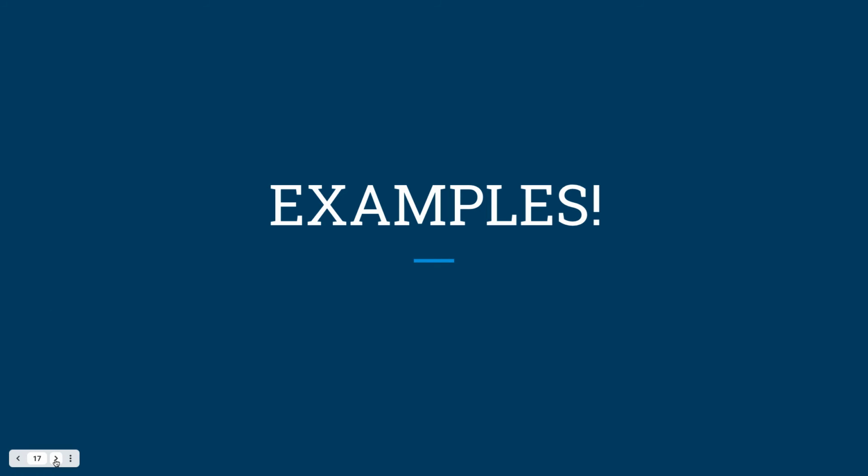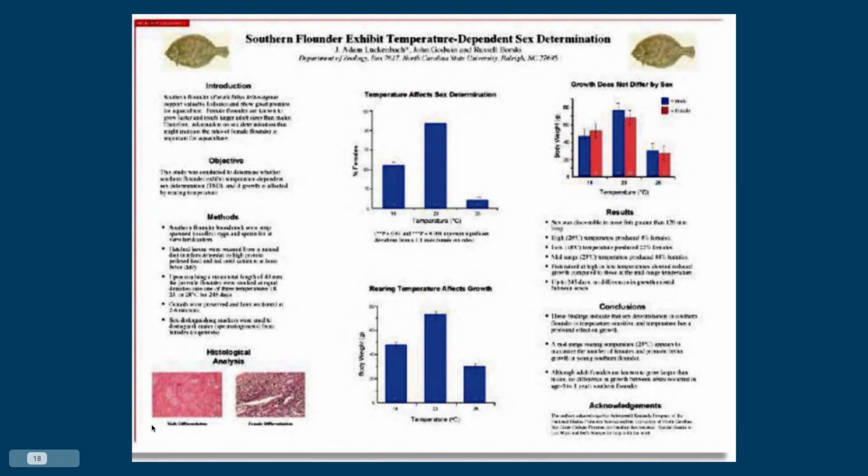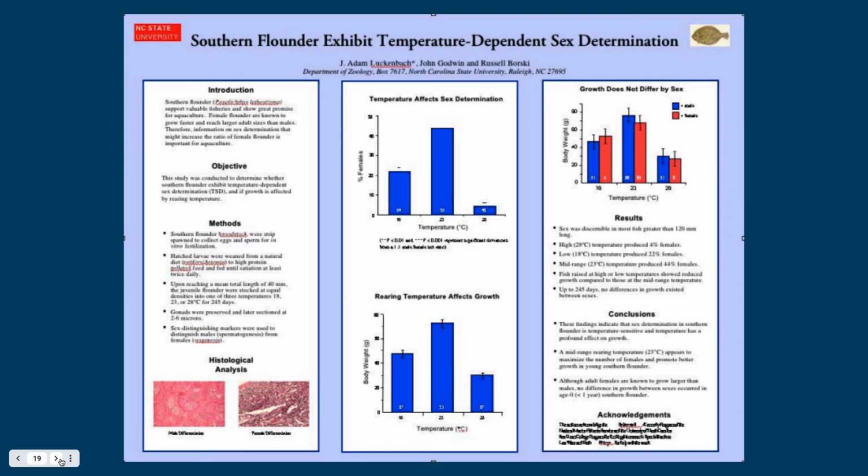So let's look at some examples. Here's one, and it's not a terrible poster. You can kind of see which way it's going. It has figures that break up the poster. The text could be a little bigger, maybe. Here's another way that they did it, though. Can you see how they've put blocks around the text? It makes it a little easier to read.